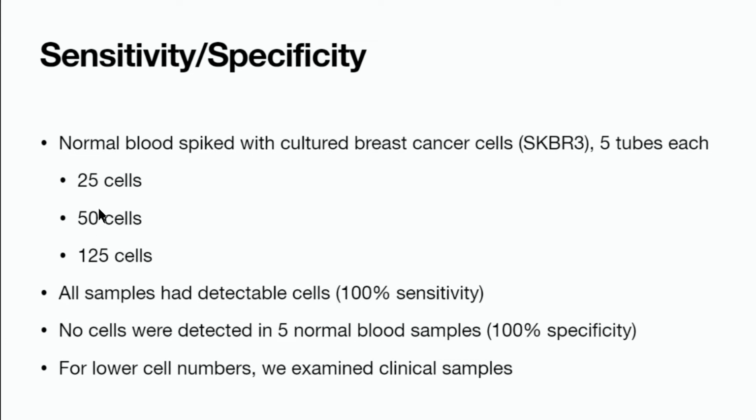Now, I admit that 25 cells is a fairly high number, but it turns out that it's extremely difficult to spike blood tubes with smaller numbers of cells than this reliably. So really, this is the best we were able to do in terms of artificial spiking experiments. The good news was, in normal blood samples, we do not detect any circulating tumor cells. So that leads to 100% specificity. In order to determine whether or not we can detect lower cell numbers than 25, we had to rely on our clinical samples, and we'll get into that in a moment.